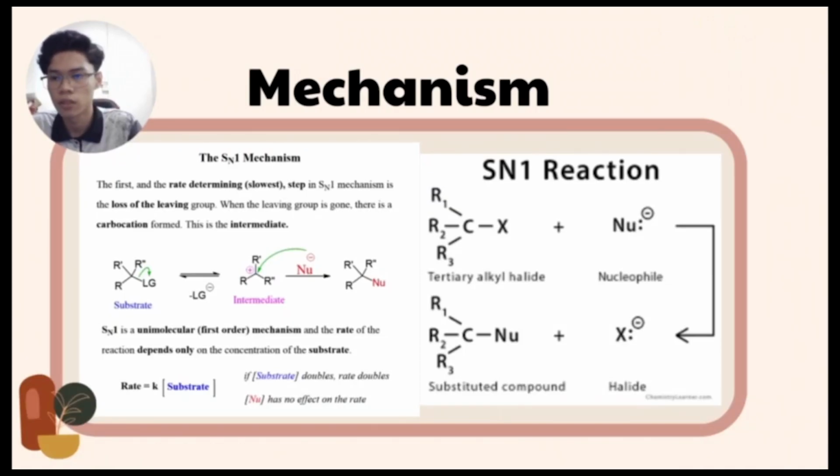Alright, so for the SN1 mechanism, I will explain it briefly. In SN1 reactions, a molecule breaks into two parts. One part leaves, which is called a leaving group, and this leaving group is usually a halide ion. Once it leaves, it will create a positively charged center, which is called a carbocation.